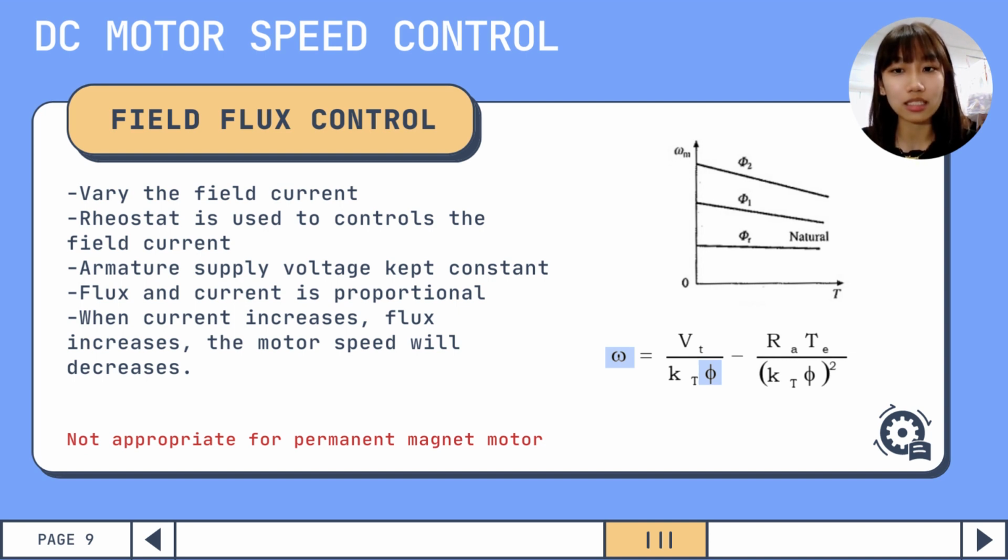So for a separately excited DC motor, since the field flux is proportional to the current, when we adjust the rheostat so that the current increases, the field flux also increases. Based on the equation, when flux increases, the motor speed will decrease.